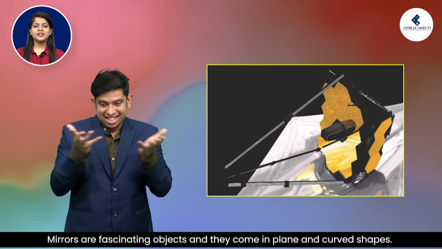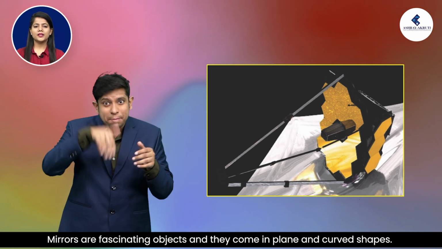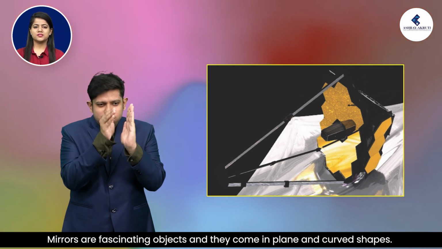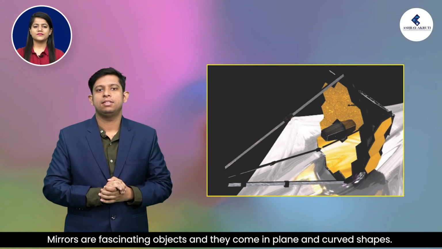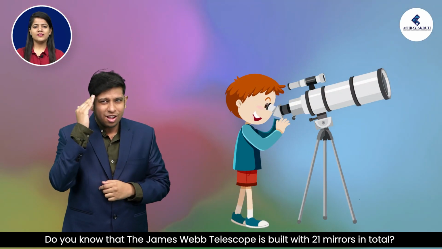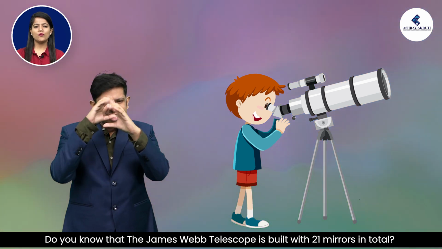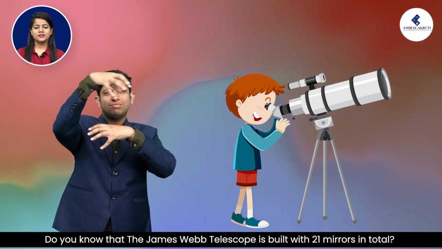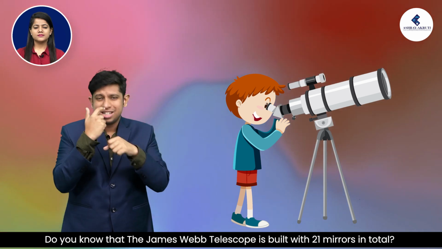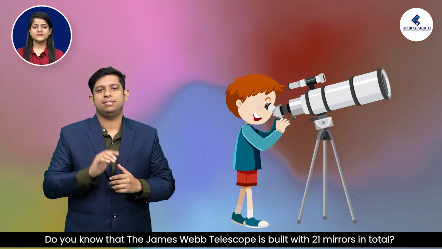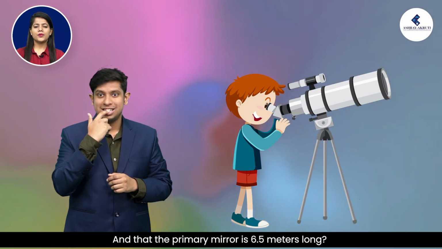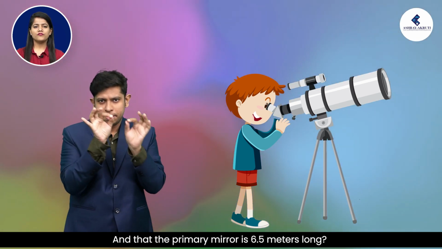Mirrors are fascinating objects and they come in plane and curved shapes. Do you know that the James Webb telescope is built with 21 mirrors in total? And that the primary mirror is 6.5 meters long?